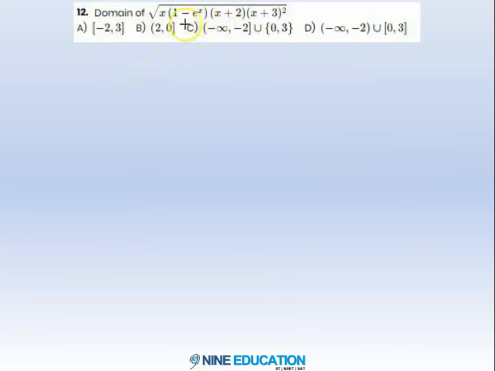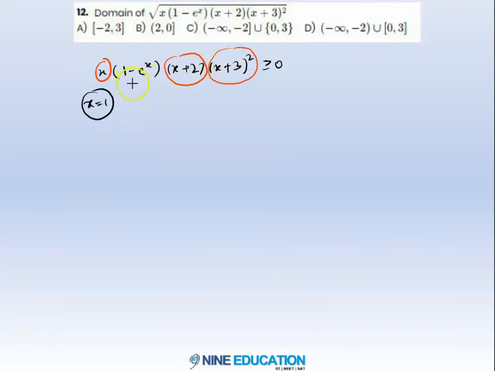Question number 12 is, find the domain of this expression. Anything in the square root has to be greater than or equal to 0, and you can solve this inequality using the sign scheme to get the answer. But whenever options are given, you can also solve the question within seconds as per the options. Since this entire quantity inside the square root needs to be positive, just imagine we use x equal to 1. Here x will be positive, x plus 2 will be positive, x plus 3 square will be positive, but 1 minus e power 1 is negative because e is approximately 2.718. So all the positive terms multiplied with a single negative term will turn out to be negative.